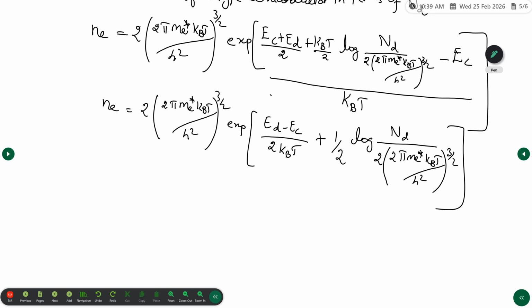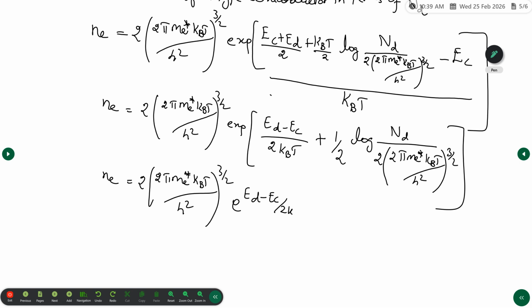Now we can split this equation. Exponential of ED minus EC by 2 KBT, then exponential of half log this value. Okay, so NE is equal to 2 into 2 pi ME star KBT by h square power 3 by 2. So this one you can take separately, ED minus EC by 2 KBT. This is a power m plus n form, so the exponential is applicable here also.